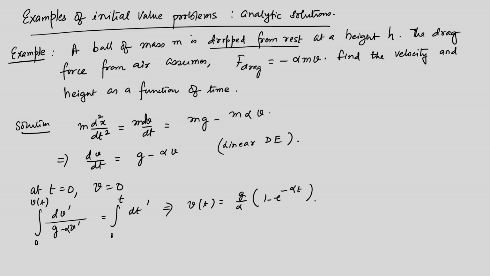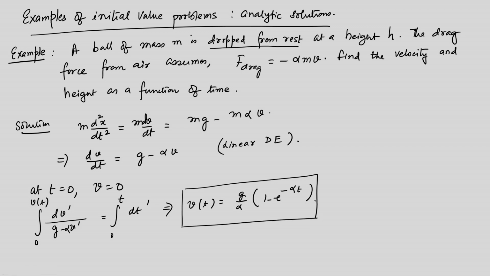Okay. So, this is the solution of this equation, and you see that I get v as a function of t, and every quantity is known. g is the acceleration due to gravity, alpha is the coefficient of friction, or the dissipative or viscous force that is there, and this is exponential minus alpha t. So, this is the velocity expression at any given time t.